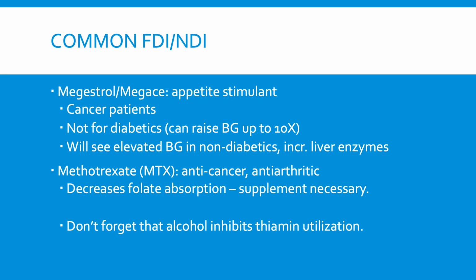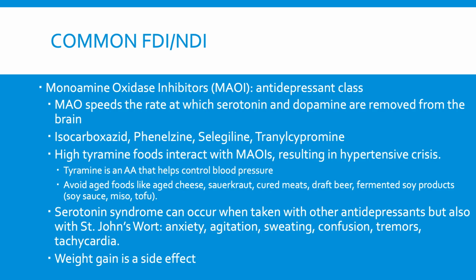Methotrexate, an anti-cancer, anti-arthritis medication, will also decrease folate absorption, so people might need to really focus on that in their diet or use a supplement. And then alcohol inhibits thiamine utilization, so oftentimes if you see people admitted for chronic alcoholism, they do benefit from thiamine repletion. We'll go on just a couple more here.